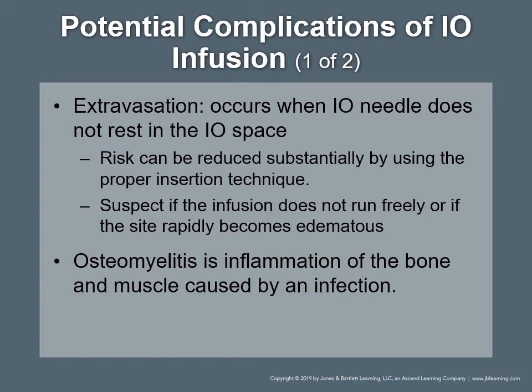The risk of extravasation can be reduced substantially by using the proper insertion technique. Insert the IO needle at a 90-degree angle to the bone. Extravasation should be suspected if the infusion does not run freely or if the site rapidly becomes edematous. Undetected extravasation could result in compartment syndrome. Osteomyelitis is inflammation of the bone and muscle caused by an infection.